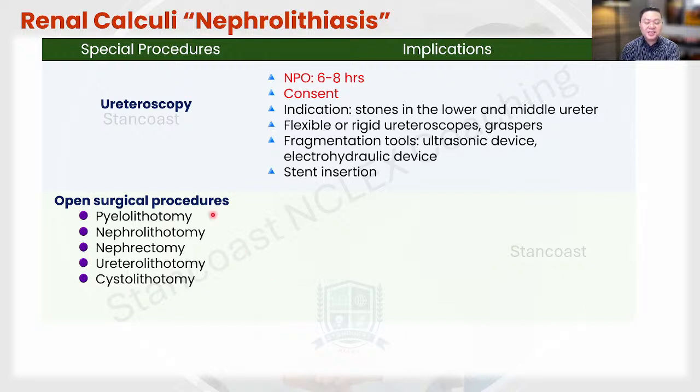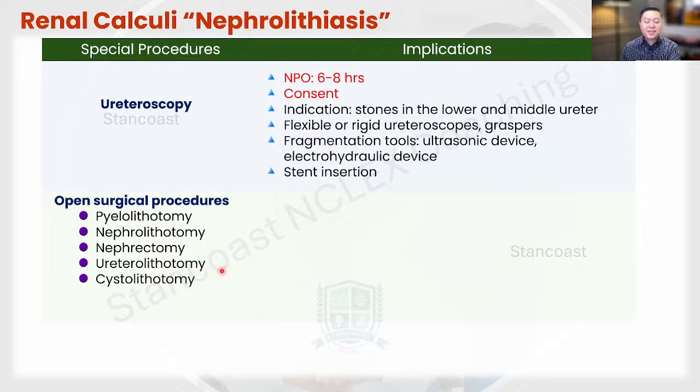And so first is the pyelolithotomy, which is the surgical removal of the stone from the kidney pelvis. And we also have the nephrolithotomy, which is a surgical incision into the kidney to remove a stone. And we also have nephrectomy, which is pretty much the removal of the entire kidney when it is severely damaged. Or it could be a partial nephrectomy if a part of that kidney is still salvageable.